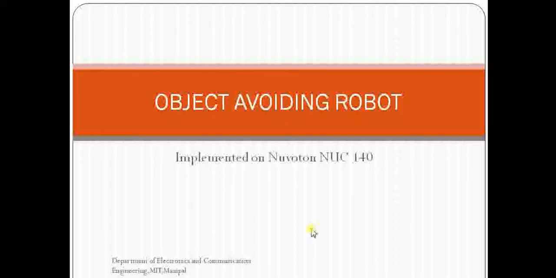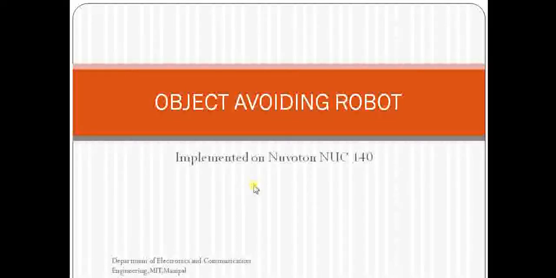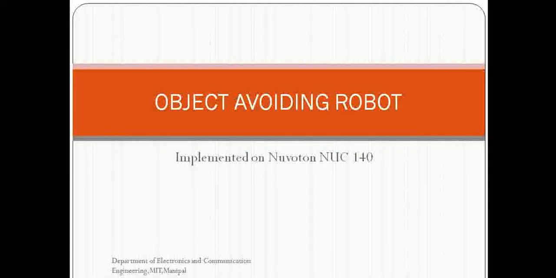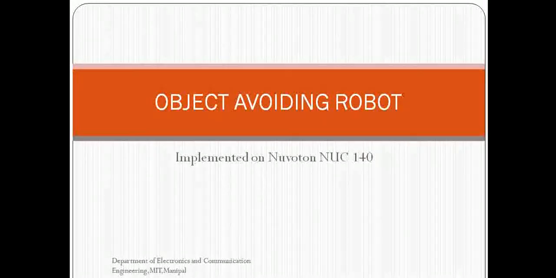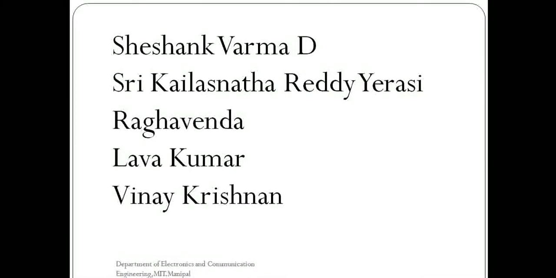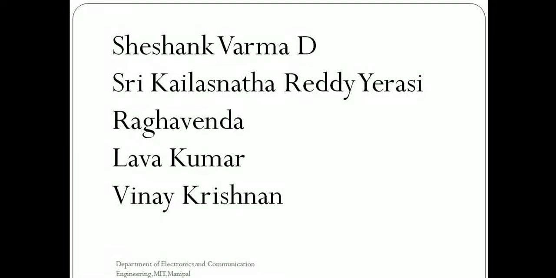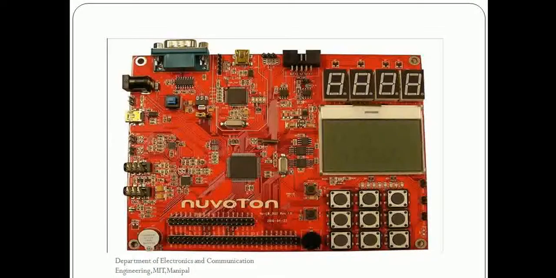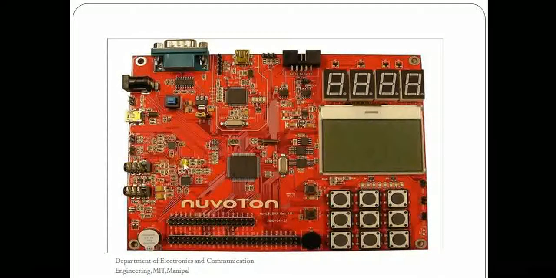Hi, here we are going to implement an object avoiding robot by using an ARM processor. Here we use a Nuvoton learning board and NUC140 IC. The group members who are doing this hobby project are Shashank, Kailasnath, Raghavendra, Lava and Vinay from MIT Engineering College, Manipal. The main component that we use here is the Nuvoton board.